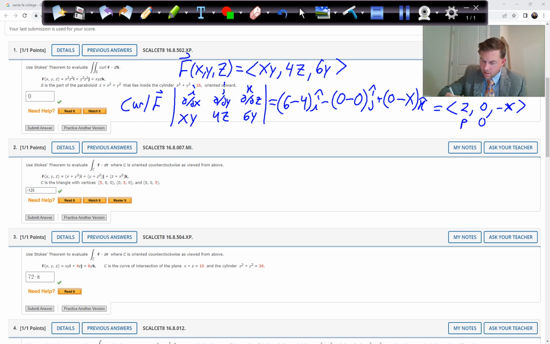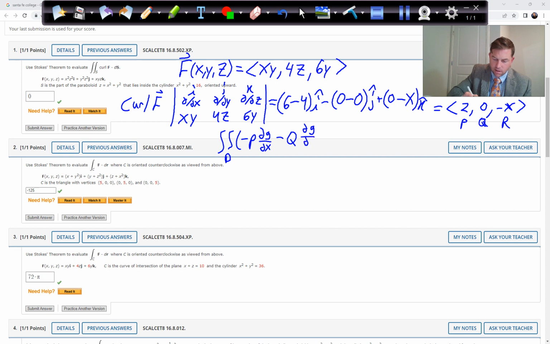Okay, and that's P, Q, and R. So we're going to use the same equation as the last one: negative P dg/dx, negative Q dg/dy, plus R dA. So we just need dg/dx and dg/dy, and we can do this one. So for g, let's see, what would be z? x plus z equals 10, and x squared plus y squared equals 36. So we're going to get z is the equation 10 minus x.